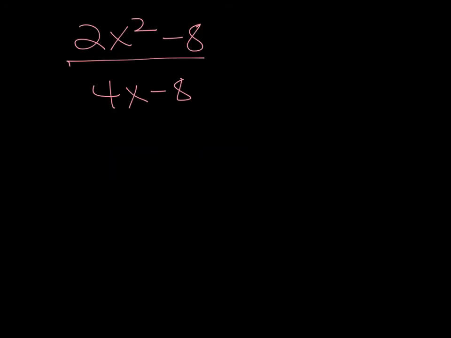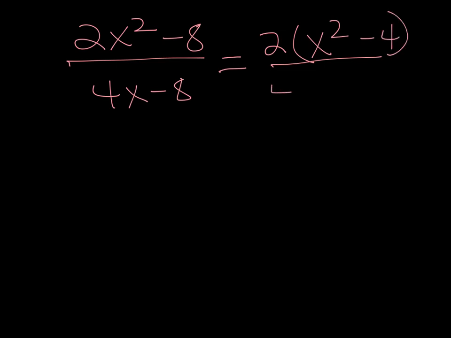Okay, try one more. So pause the video and simplify this rational expression. Okay, so on the top, I can see first of all that there is a common factor of a 2. So I'm going to pull it out, and I get x squared minus 4 on the inside. On the bottom, they have a common factor of 4. I can factor it out, and I get 4 times x minus 2.